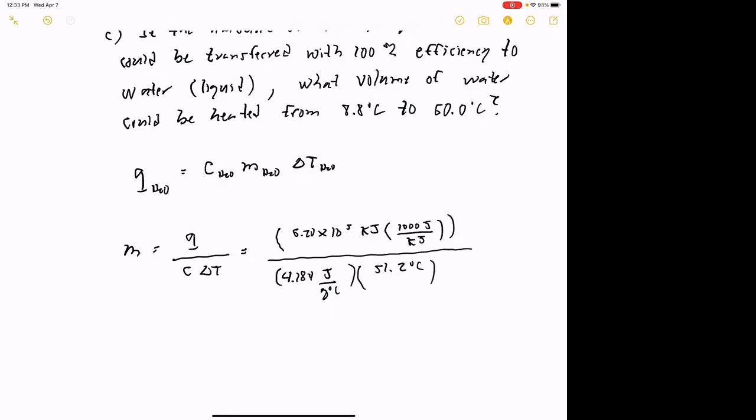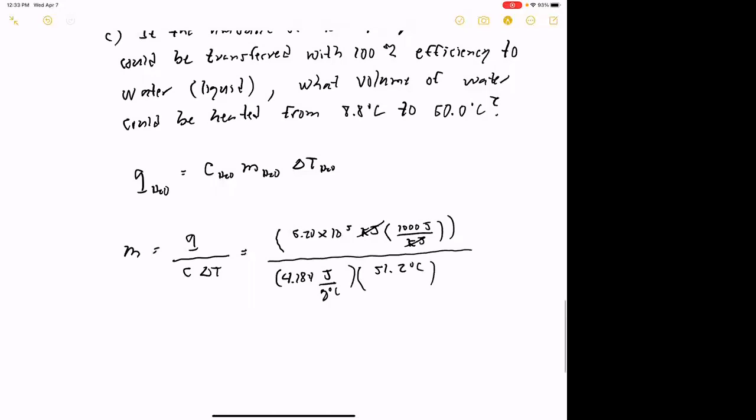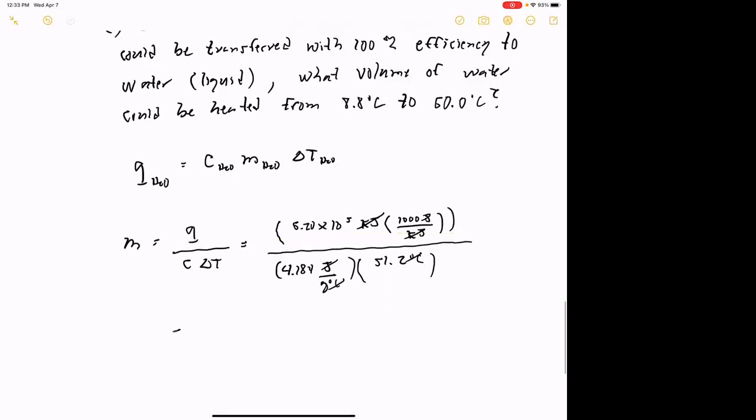Okay, so let's see, kilojoules cancel with kilojoules. Joules will cancel with joules. C with C, grams is in the bottom of the bottom, so that gives us a mass. So it turns out we're heating up 2.8942 times 10 to the 6 grams of water. Okay, and we'll watch our sig figs here. It looks like we're good to 3.